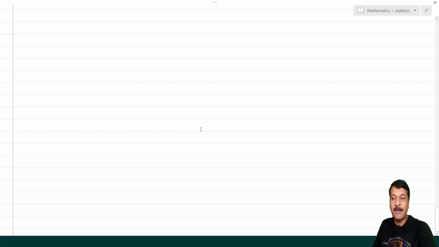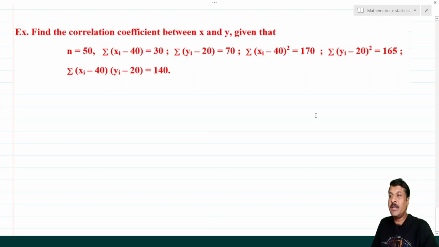Consider the next example. Find the correlation coefficient between x and y given that n equal to 50, summation of xi minus 40 equal to 30, summation of yi minus 20 equal to 70, summation of xi minus 40 whole square equal to 170, summation of yi minus 20 whole square equal to 165, and summation of xi minus 40 into yi minus 20 equal to 140.